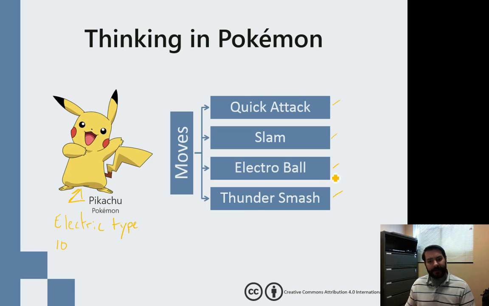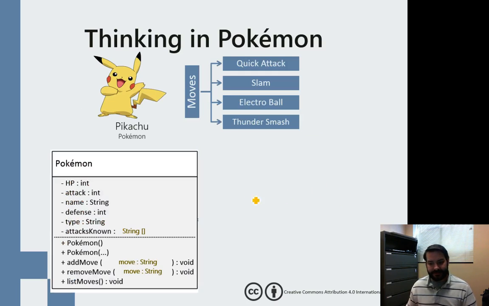If we think about how we looked at the homework assignment in the past, here's a little abbreviated version of that. We made an array of strings for the attacks known, the moves Pikachu knows. So this was just a string, this was just a string, this was just a string, this was just a string. And when we had methods like add move and remove move, we just said that those were going to accept a string parameter.